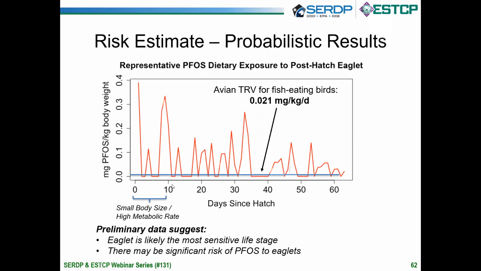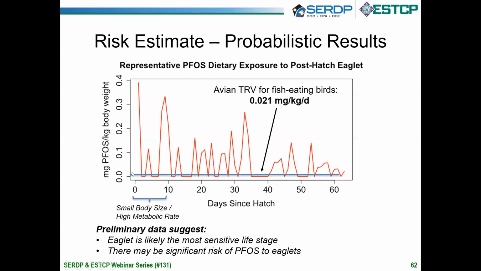And so again, these higher red peaks indicate higher PFAS exposures, and these low to no PFAS exposures do not necessarily mean that the eaglet wasn't eating, just that there was no PFAS or measurable PFAS within that food item that was brought back to the nest.